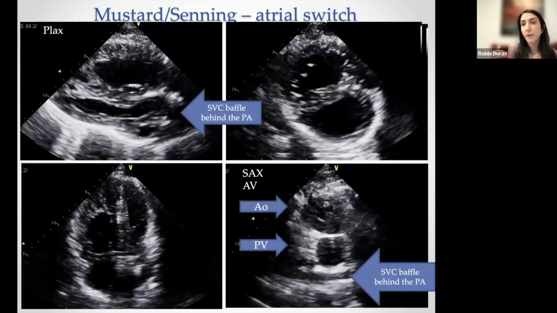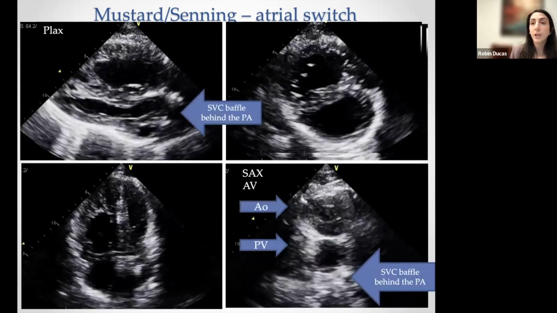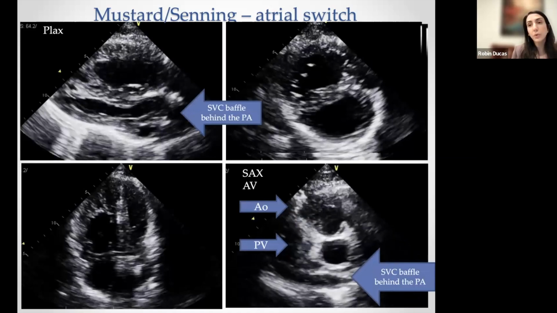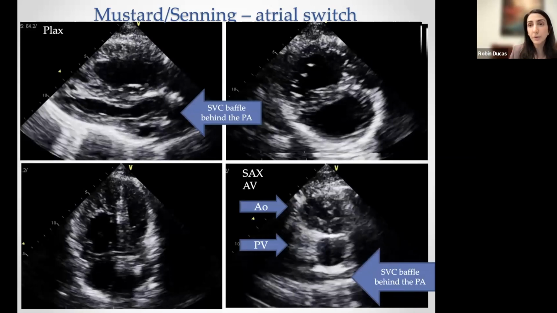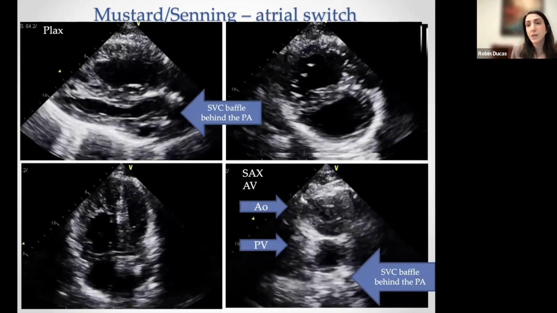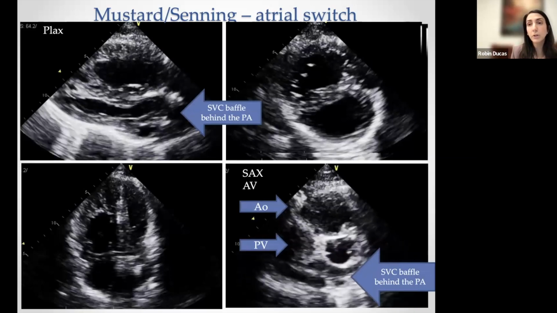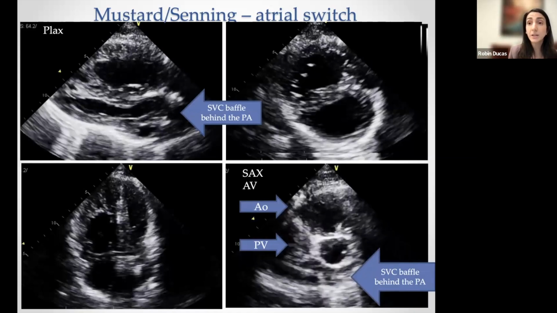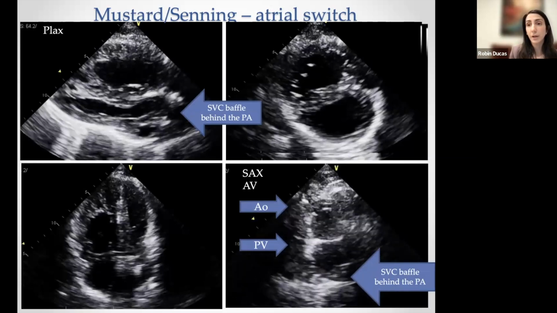The next point we want to evaluate in patients that have Mustard or Senning procedures is the baffles. As I showed you in the image before, they redirect blood flow from the SVC and IVC to the respective ventricle. And we need to evaluate if those connections are, number one, patent, or if there's any evidence of leak.